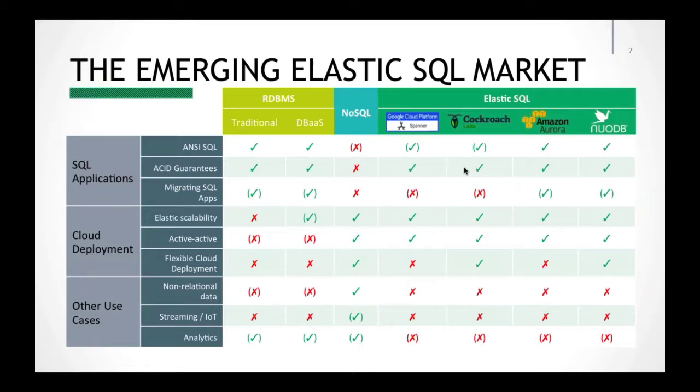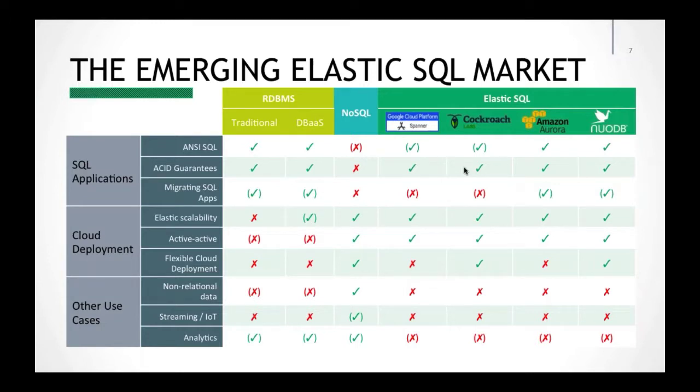The columns are your traditional databases and database as a service or cloud offerings. The NoSQL space, where Mongo and Cassandra are two of the bigger ones. And then the four companies in what we think are the Elastic SQL market.